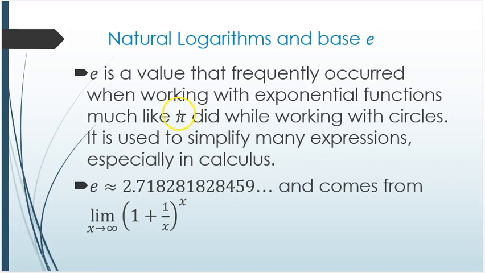So just like pi goes on forever and ever, it's an irrational number. E has a value of 2.7182818, and it goes on forever and ever. I've given you the formal definition of it here, but I'm not really expecting you to need to use that in any way.